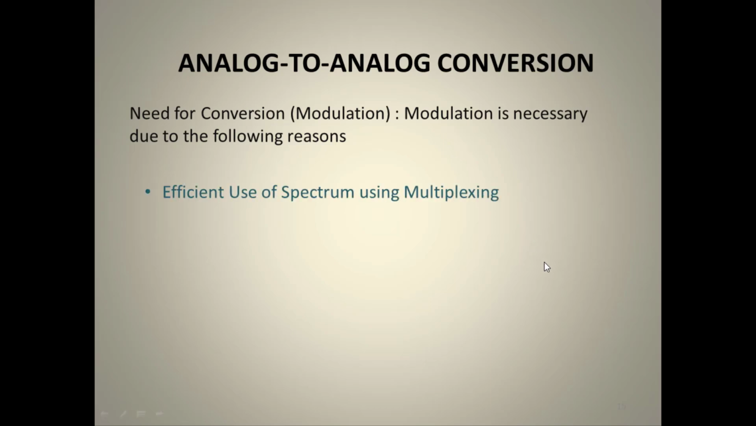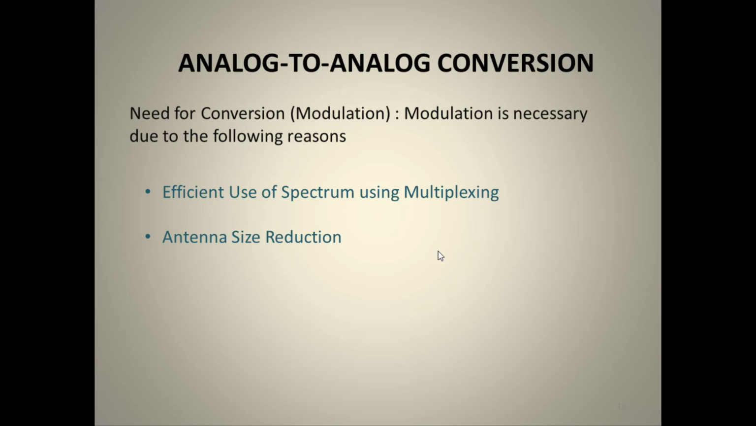The first is the efficient use of spectrum using multiplexing. If we have a large bandwidth, then just sending one analog signal would waste the bandwidth. So we divide that particular bandwidth into a number of different signal elements. This is done by using modulation. Different carrier frequencies are given in that particular bandwidth, so we can make efficient use of it, which we will see afterwards. Then it also reduces the size of the antenna.